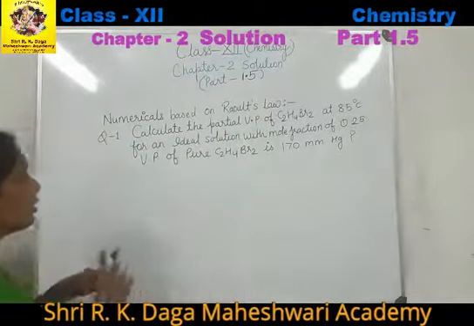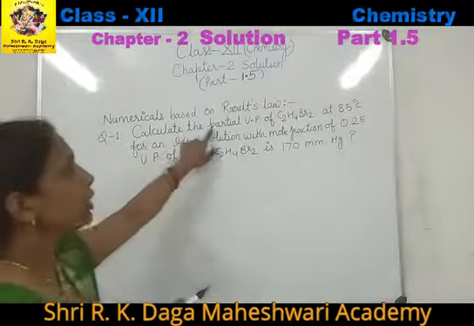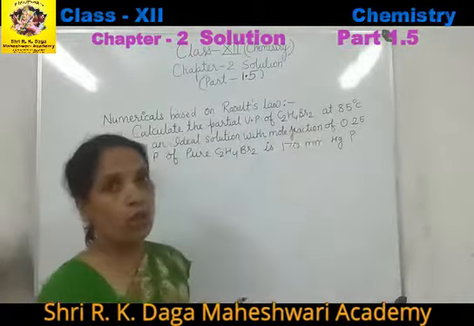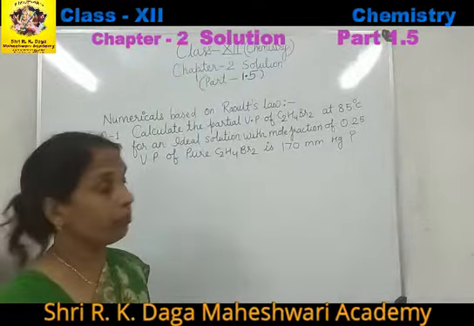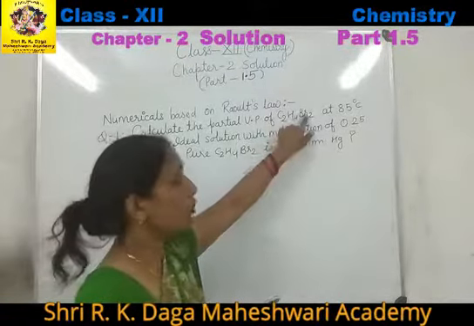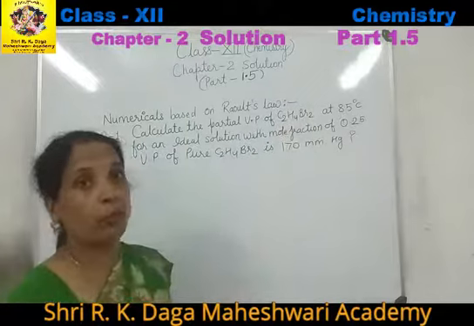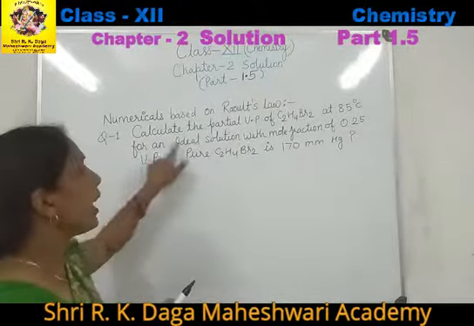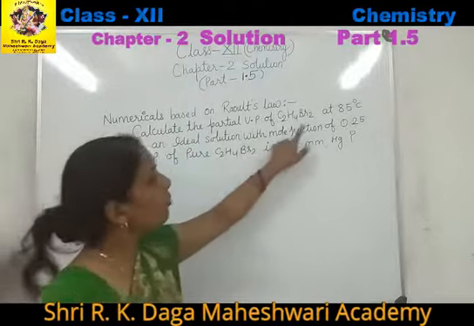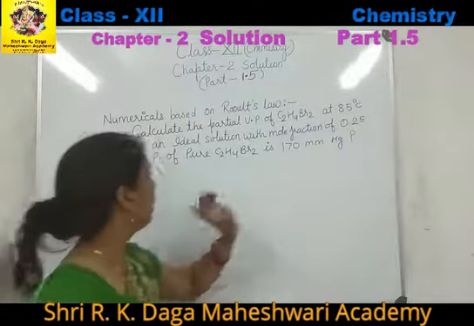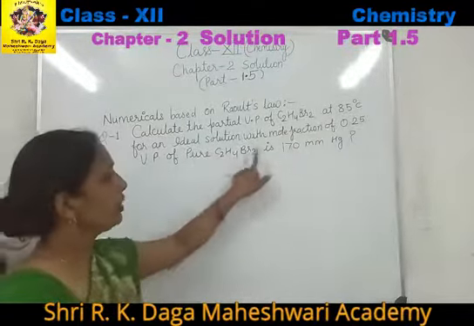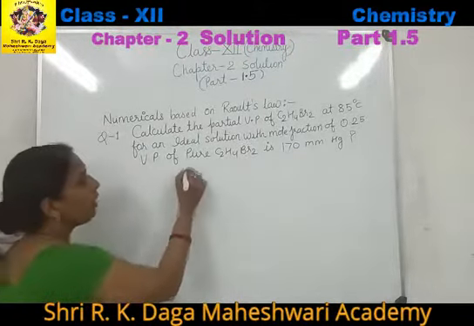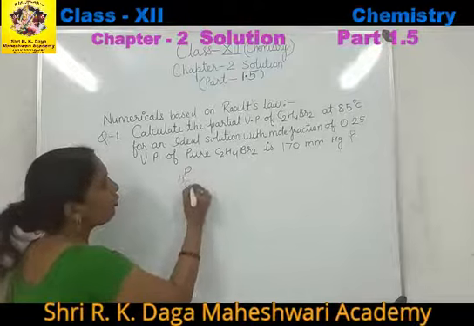One of the numericals is: calculate the partial vapor pressure of C2H4Br2, 1,2-dibromoethane, at 85 degrees Celsius for an ideal solution with a mole fraction of 0.25, and the vapor pressure of pure C2H4Br2 is 170 mm of Hg. So we have to calculate the partial vapor pressure of C2H4Br2.